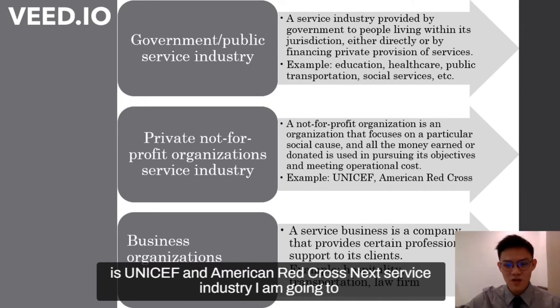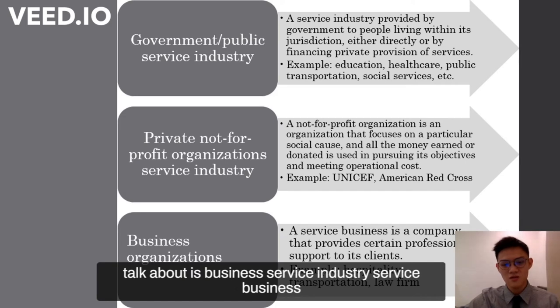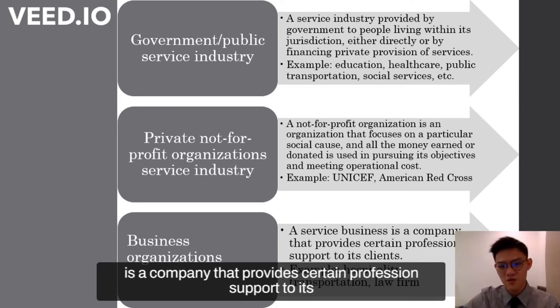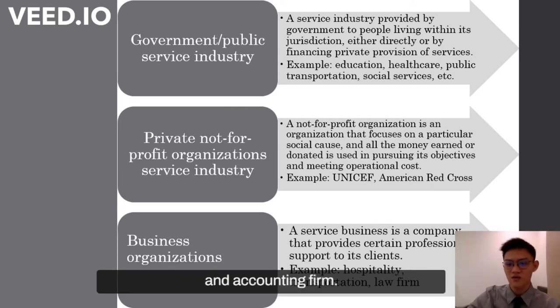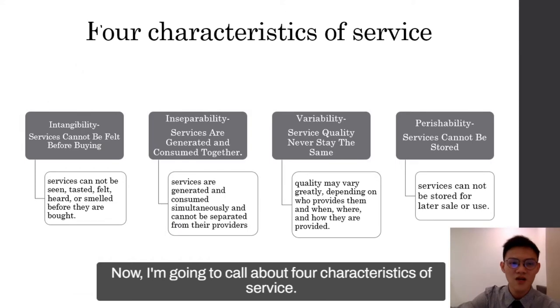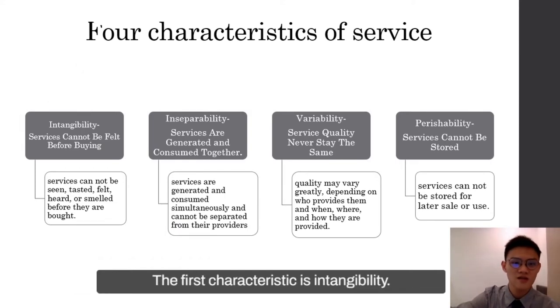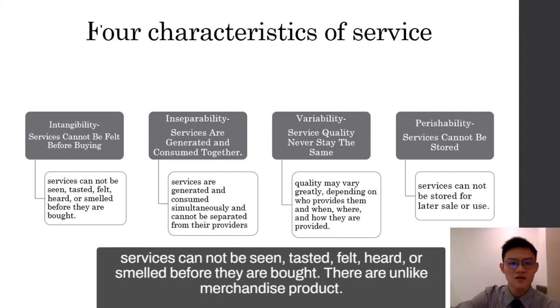The next service industry I'm going to talk about is the business service industry. A service business is a company that provides certain professional support to its clients. Examples are hospitality, transportation, law firms, and accounting firms. Now, I'm going to talk about four characteristics of service. The first characteristic is intangibility. Services cannot be seen, tasted, felt, heard, or smelled before they are bought, unlike merchandise products.